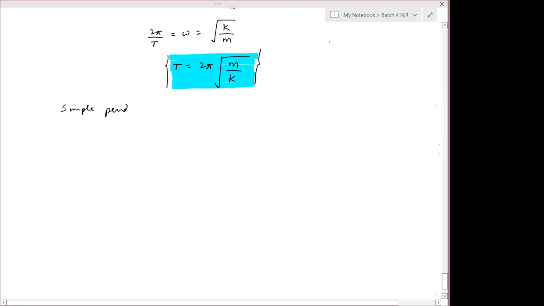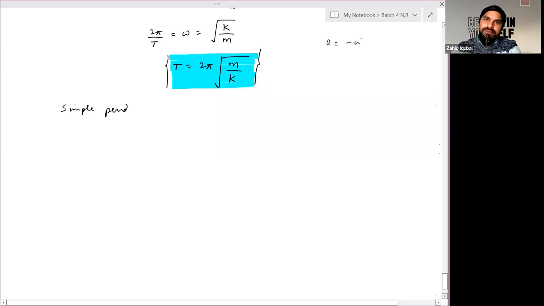Okay. According to the formula, acceleration equals minus omega square y. So if you move this y to the other side, omega square will equal a by y. So omega equals root under a by y, which equals 2 pi by T. So you may use this particular relation, but for this part, you have to calculate acceleration as well as displacement, which will be more difficult to solve. That's why we are calculating in this way.